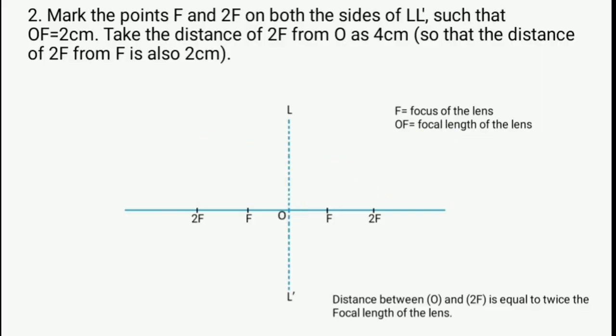In the second step, we mark the points F and 2F on both the sides of the lens LL' such that OF equals 2 cm. This 2 cm is taken so that the ray diagram fits in your copy. We also take the distance of 2F from O as 4 cm so that the distance of 2F from F is also 2 cm. These distances have to be measured accurately.